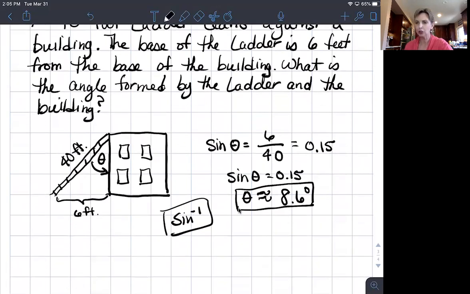If you have an older calculator, it might not be that button. You may have to use an inverse sine button, or you may have to use an arc sine button. Every calculator is a little different, but one of those three should get you to what you need to do to find the angle instead of the side length.